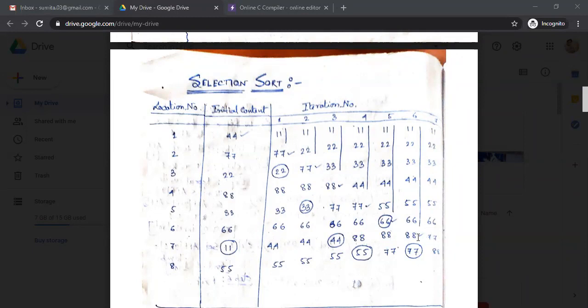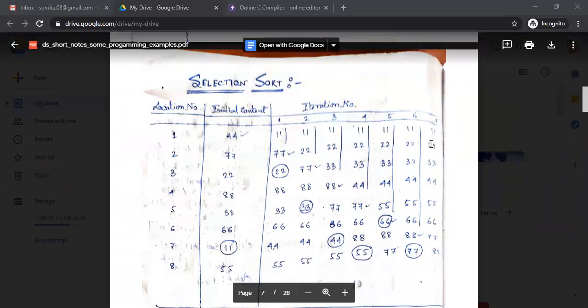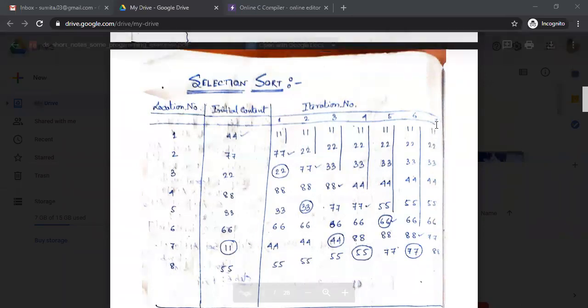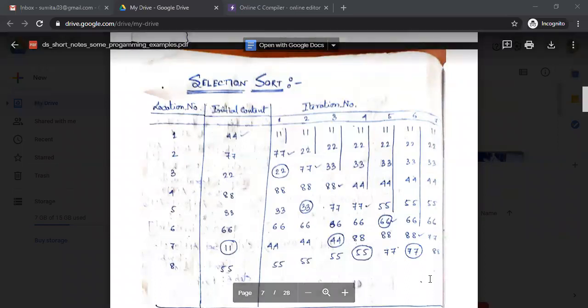Now, which one is the next? 88, and which one is the smallest? 77. So 77 and 88 replace each other. See, after 7 iterations, why 7? As we already said, n minus 1 iterations are required. So after 7 iterations, all the elements are placed in ascending order. So this is our input and this is our output.